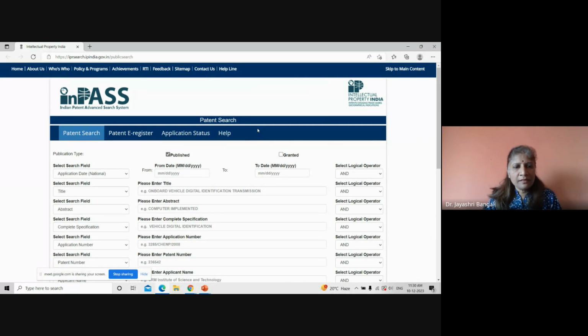This is InPASS, the Indian Patent Advanced Search System. Here you can search the patent, that is, your granted patent list. Whatever topic or subject you have for an invention, you can search it before. Just see how many fields there are, and logical operators are also there. First is the select search field. You can select by application date, by title, maybe abstract. Whatever information you have, you type a keyword here and it will give you the result.